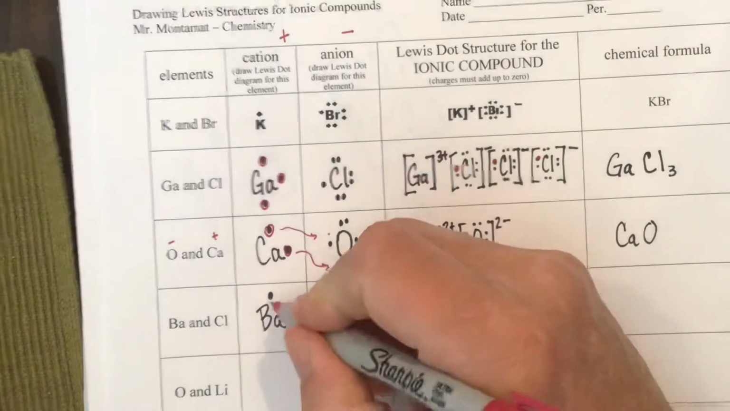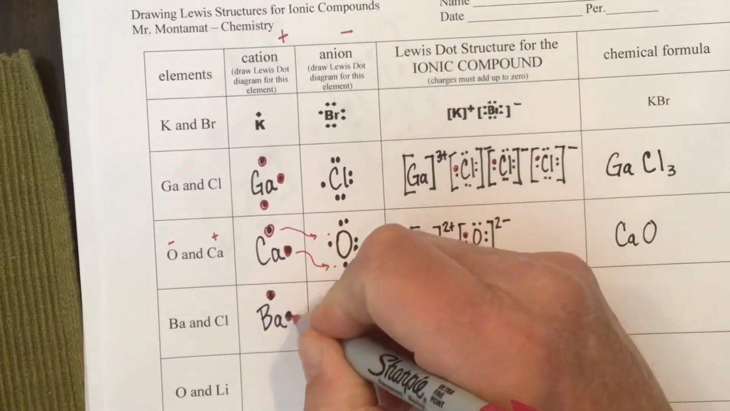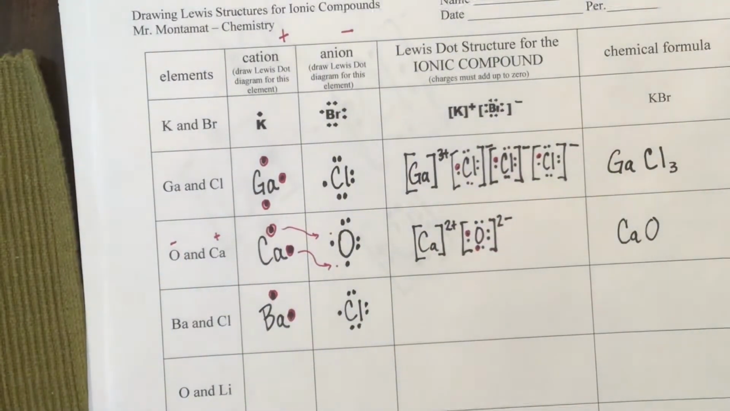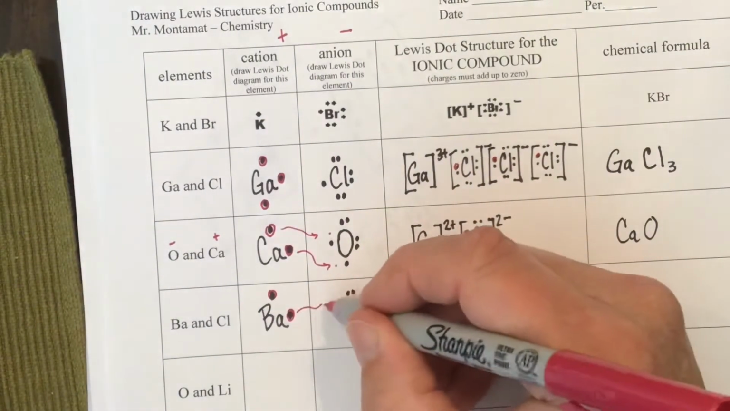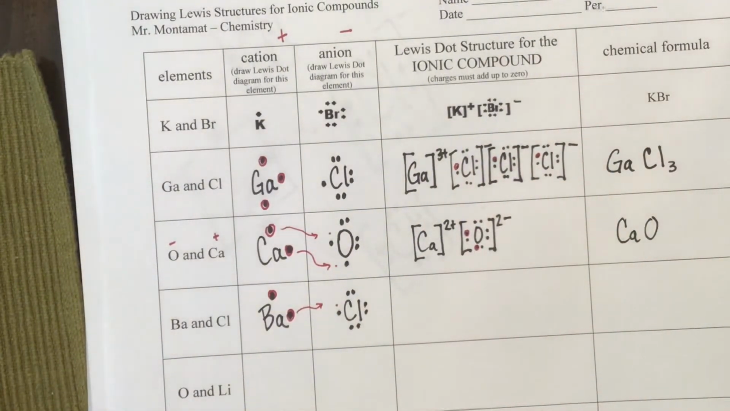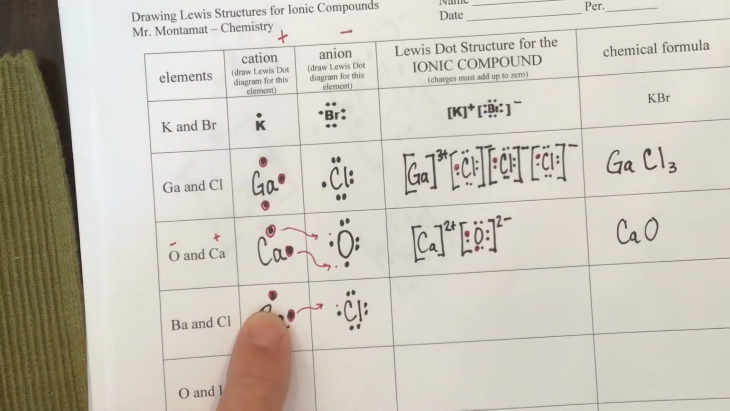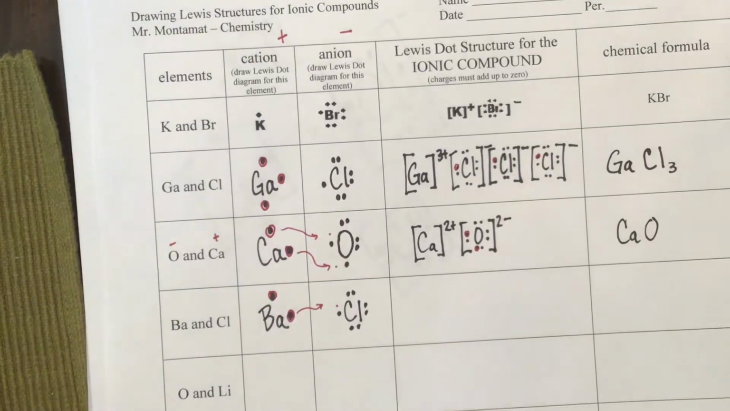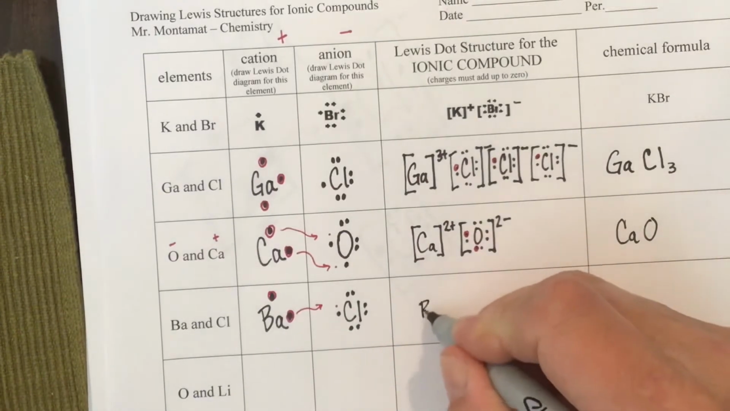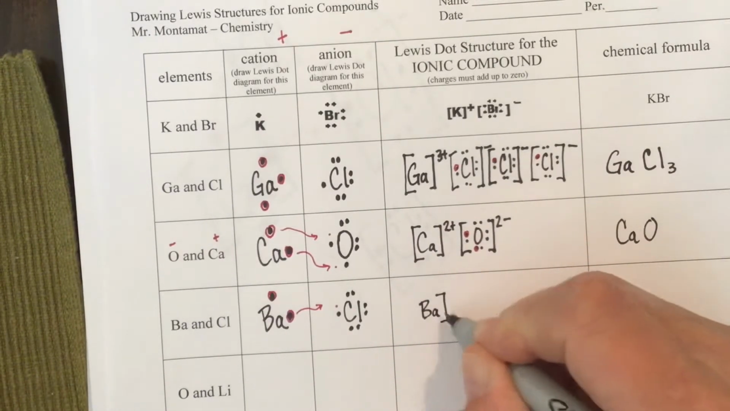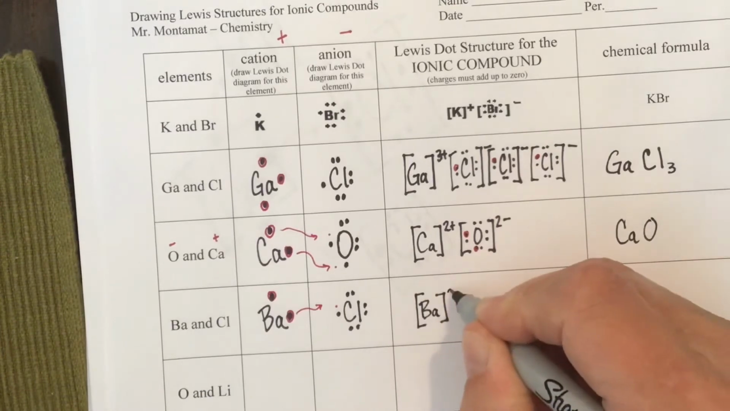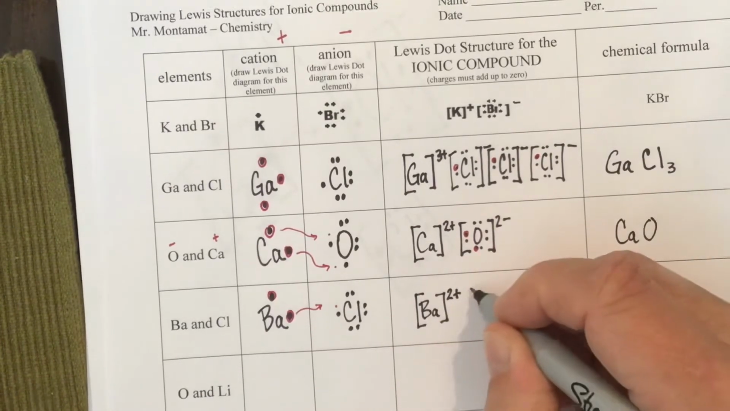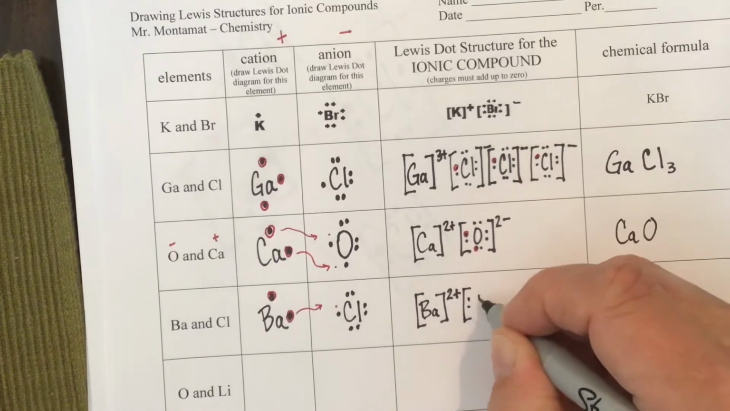Now let's color code barium's electrons to see where they go. Now, we can readily see that this electron right here is going to go there, okay, to fill up chlorine. But what about this electron here? Well, remember what we did for gallium? We got another chlorine, so we're going to need another chlorine. So barium is going to lose 2 electrons and become a +2. And we're going to have a chloride right here.